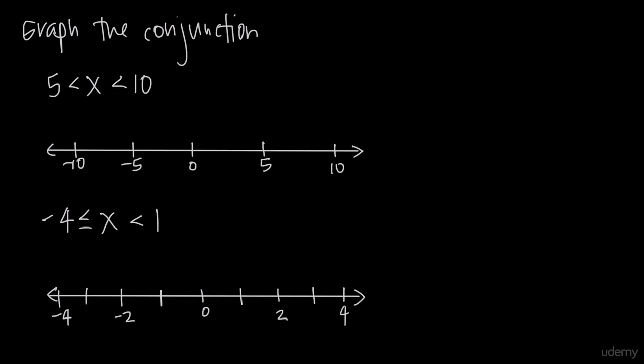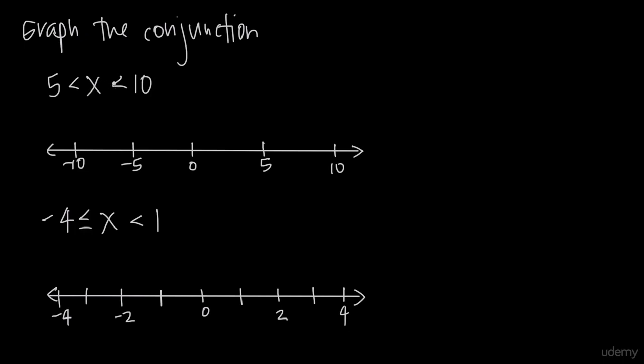In this video, we're doing another example of graphing conjunctions on a number line. And remember that a conjunction is just two separate inequalities put together into one inequality. So here's our first example. We have 5 less than x less than 10. So these are two inequalities smashed together in one inequality.